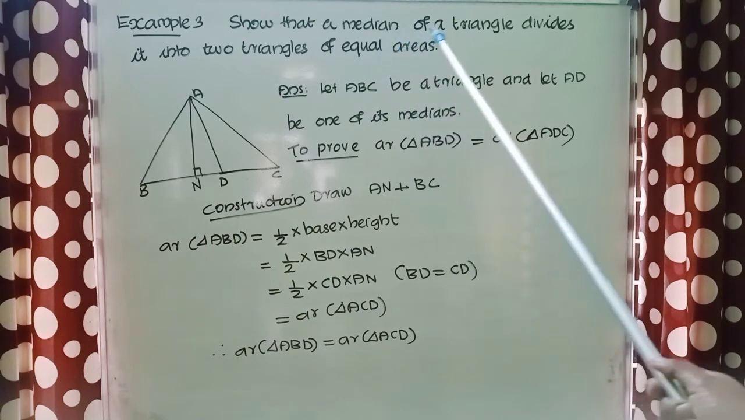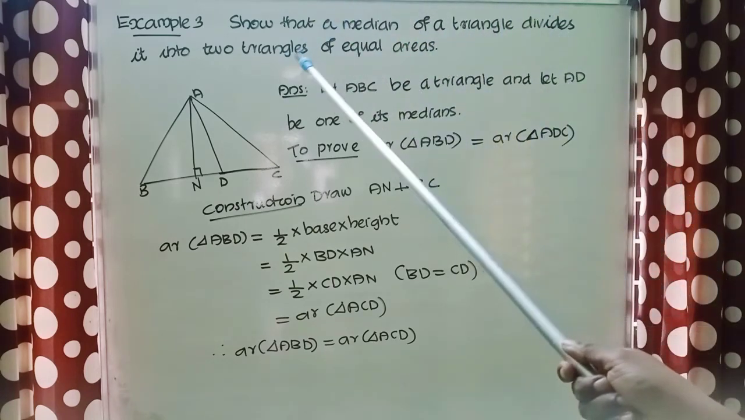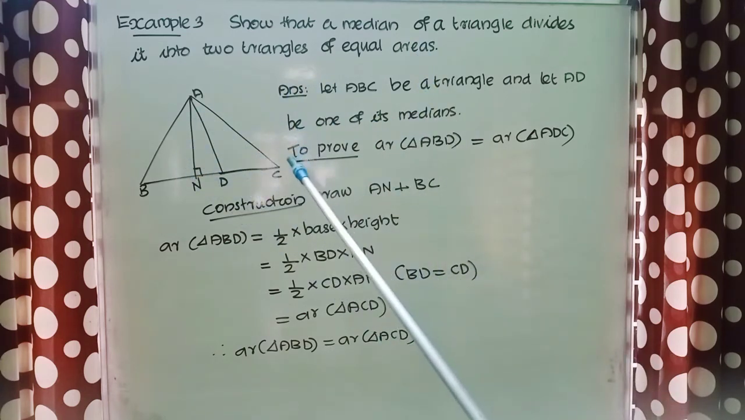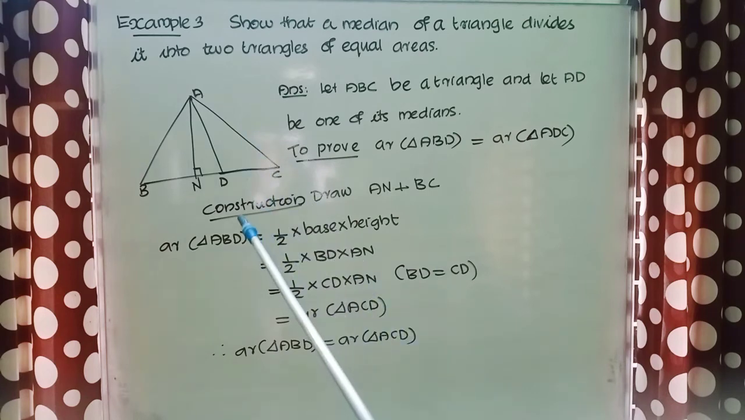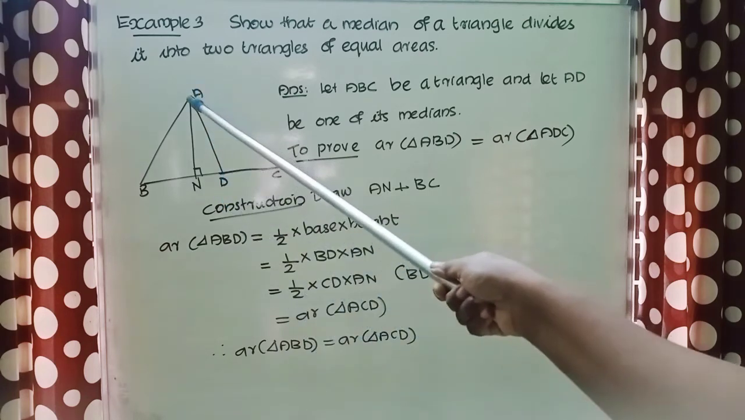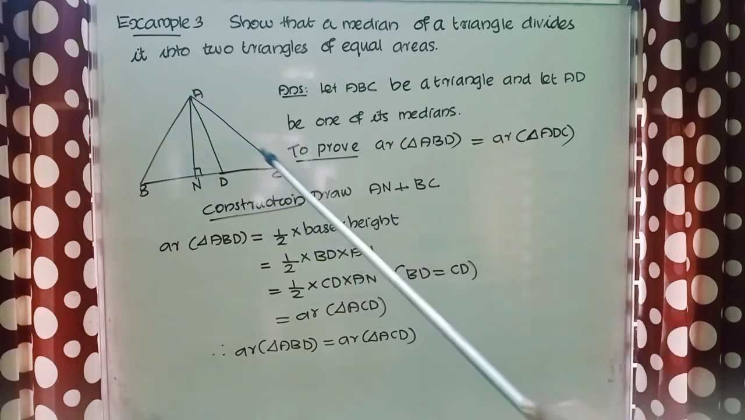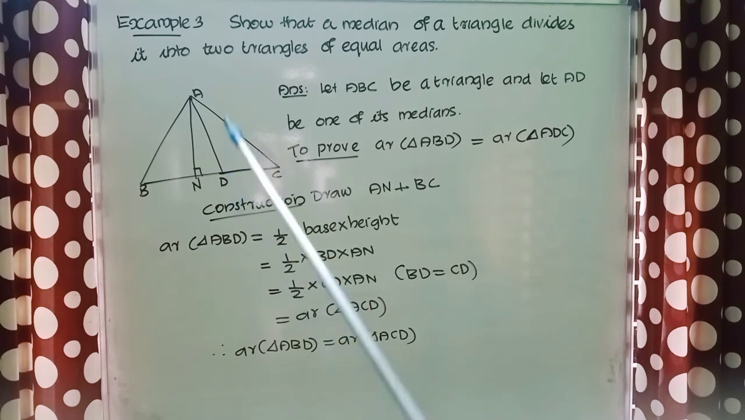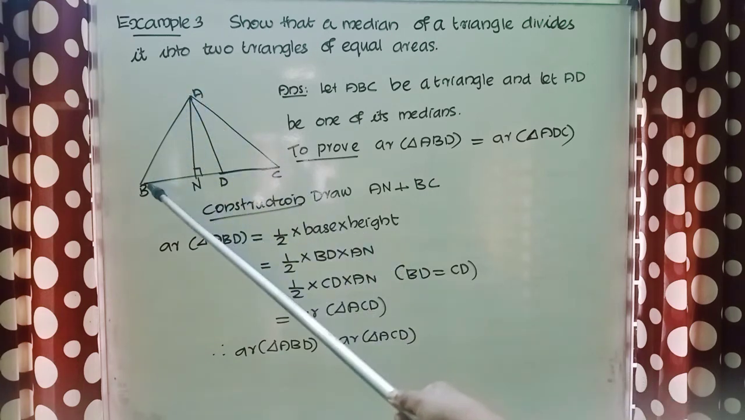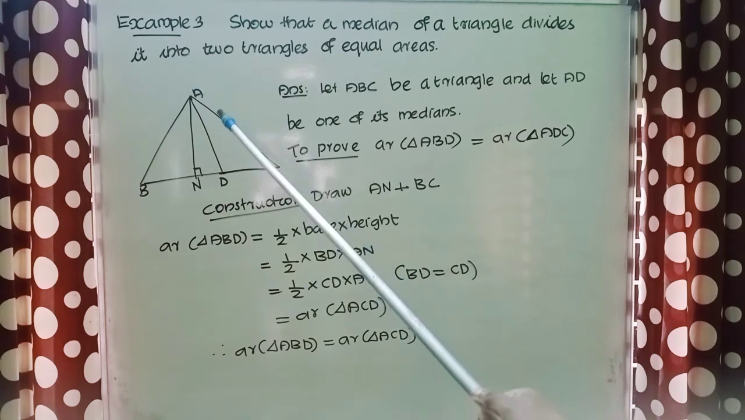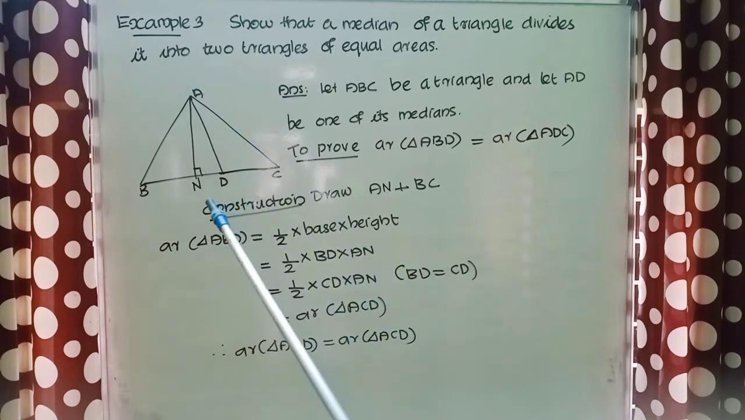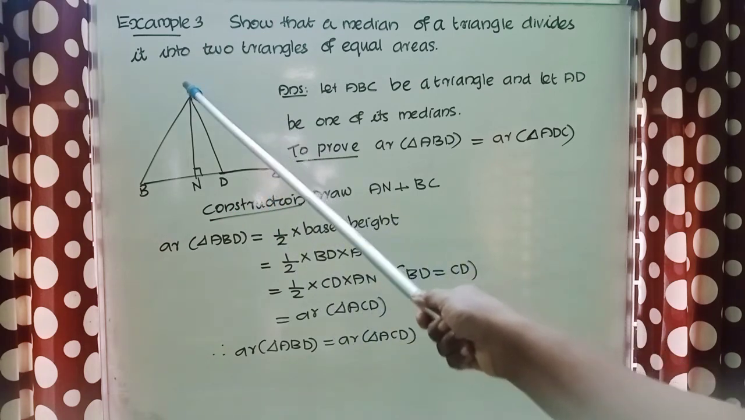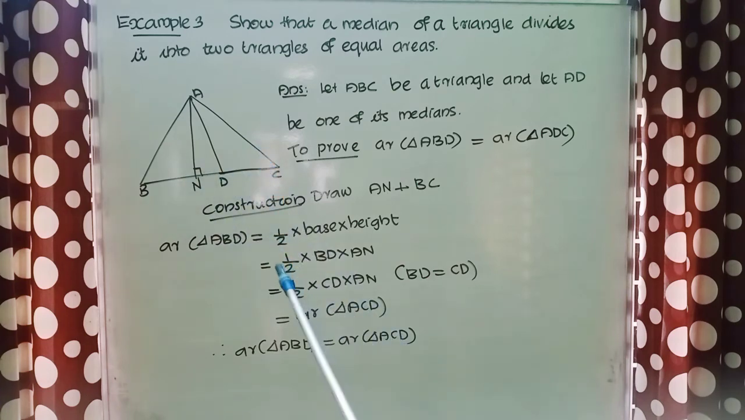Show that a median of a triangle divides it into two triangles of equal areas. Here is drawn a triangle ABC and AD is its median. We need to prove this median AD divides the triangle ABC into two triangles of equal areas. That is, we need to prove this area of triangle ABD is equal to area of triangle ADC. To prove this result, we need to do a construction. Draw AN perpendicular to BC.